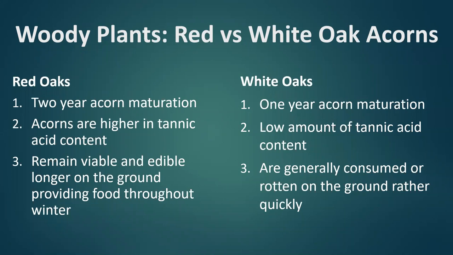And not just because of palatability of the acorn itself, but the really interesting thing is that red oaks, the acorns remain viable a lot longer on the ground than white oaks do. White oaks are generally consumed first, but they also have this tendency to basically rot rather quickly. So any of those acorns that aren't gathered up and consumed quickly are just gonna rot on the ground, where you're still gonna have a pretty big population and food source of these red oaks.